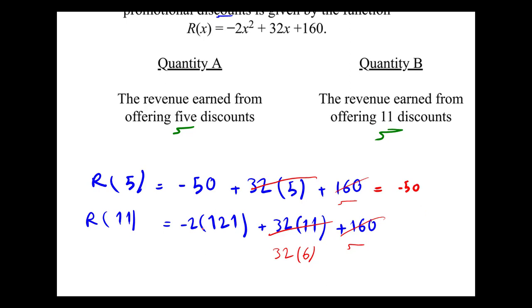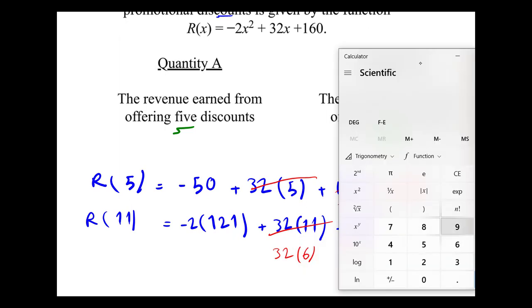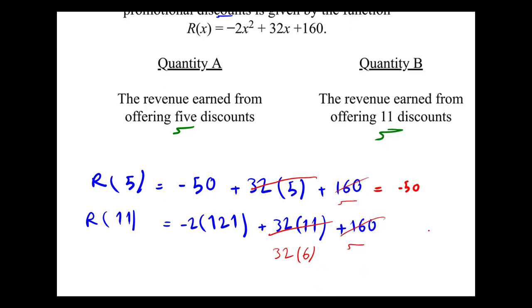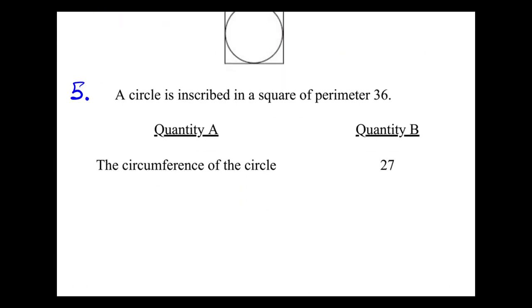What about this one? Let me calculate with the calculator. So 6 times 32 is 192 minus 121, but 2 times this, I know with my mind. 2 times 4, 2 equal minus 50. Oh, actually they are the same. Quantity A and B are the same. So the answer is C. Let's move to the next question. I talked a lot about this question.